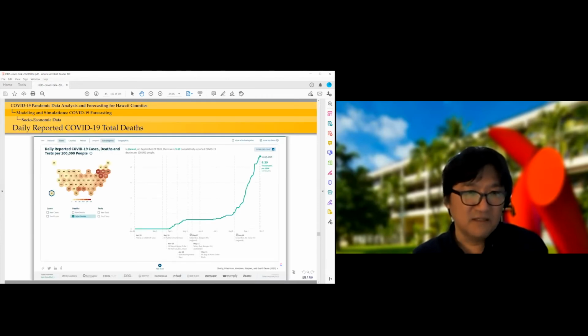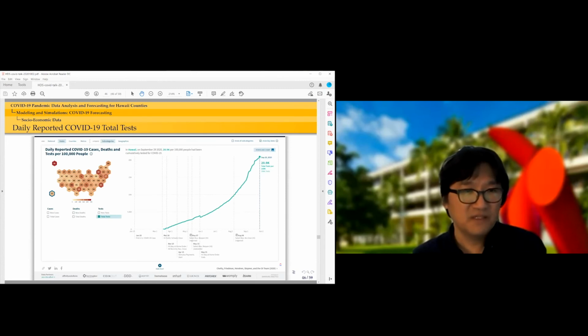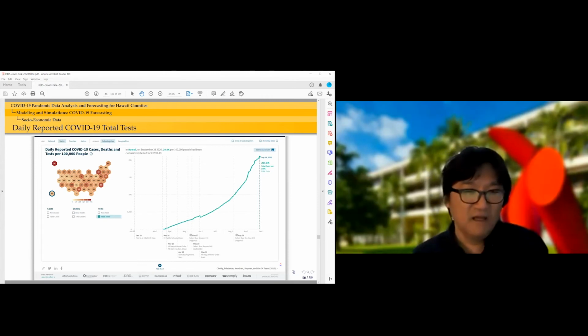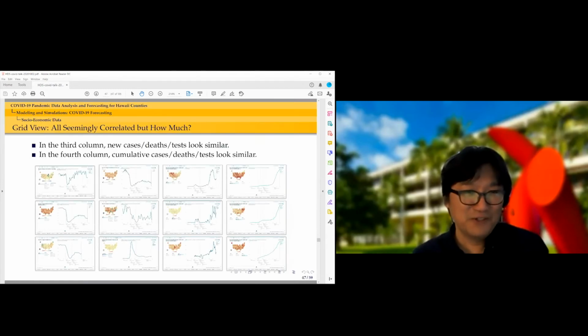And this is actually deaths. The previous one is cases, and this is total deaths, a similar profile. And this is the cumulative total tests. Well, it looks roughly linear, but slightly exponentially increasing. So we saw 12 different graphs, and altogether it looks very random.